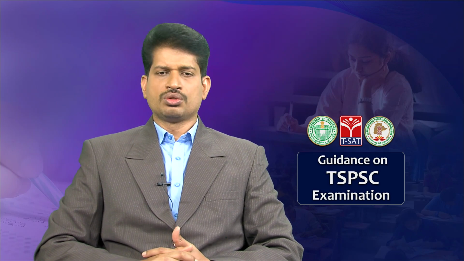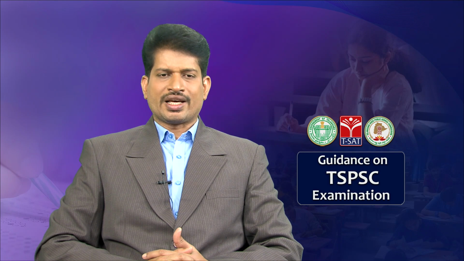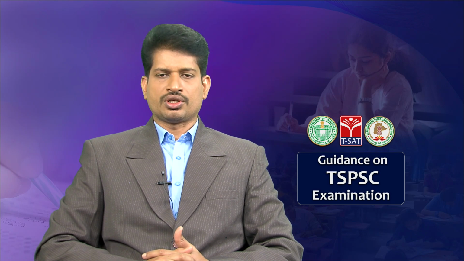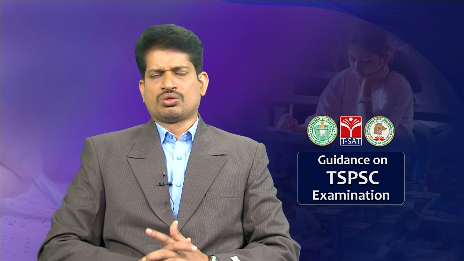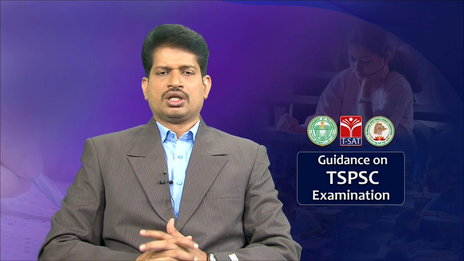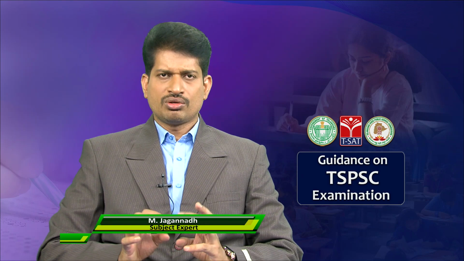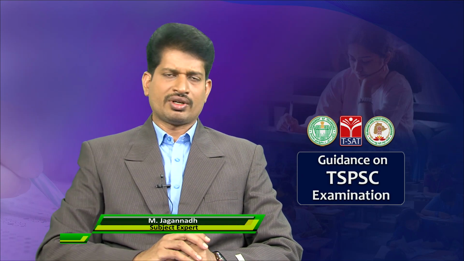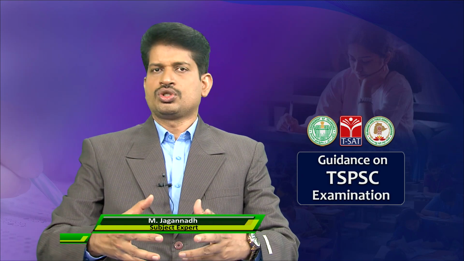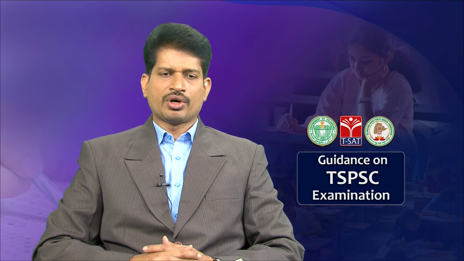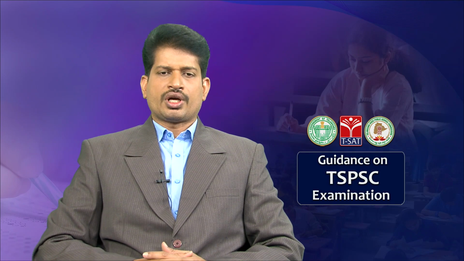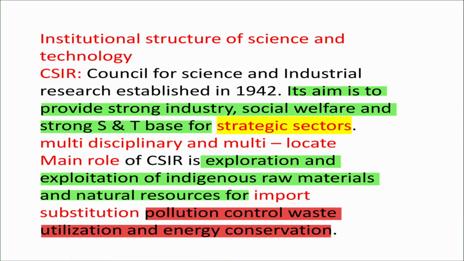CSIR's aim is the exploration and exploitation of indigenous raw materials and natural resources for import substitution. What do you mean by this? Exploration: you must be able to identify and find the resource available. After finding that, you need to exploit it, use it for our requirement, which is one of the main aims of CSIR, which is indigenous, present in our country, for import substitution. So, import substitution is very much important.